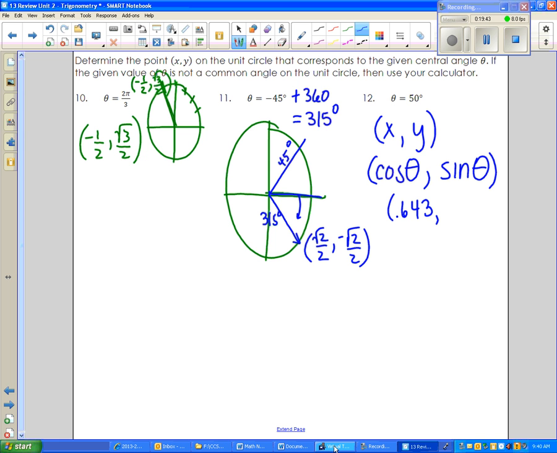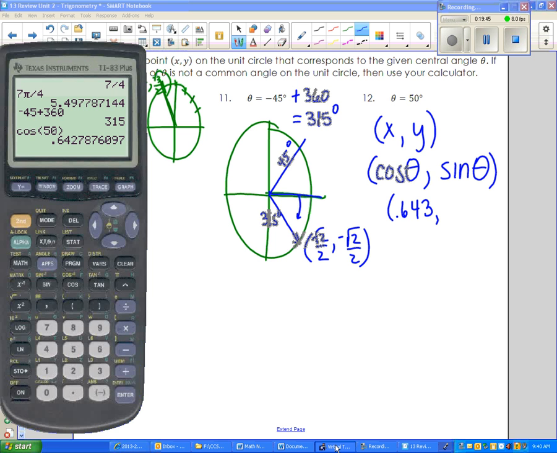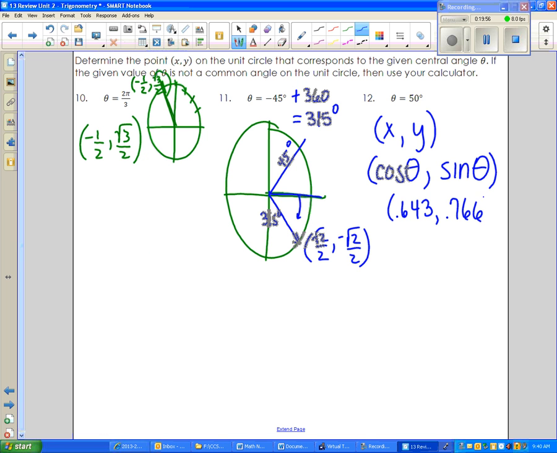And then I'm going to do the same thing to figure out the value of y, or the sine. So I'm going to do the sine of 50, and that's going to give me about 0.766. Okay. And just a reminder, if you're told that the angle is a reference angle, in this case, we're told that it's a central angle. So wherever we are in the unit circle, that's what we're going to write.